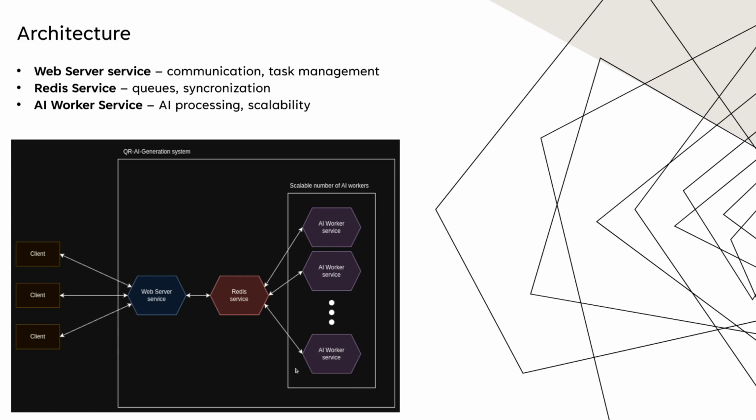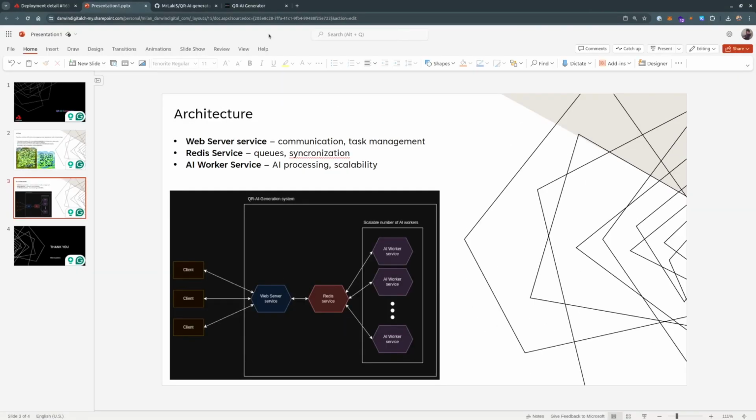So in principle, if you look at the diagram, you can see here clients sending data, I would say tasks, to the web server. The web server then prepares those tasks and puts them into the Redis service queue, which an AI worker takes on its own and processes, then returns to the Redis server, from where the web server can use them and send them to the clients. So in principle, that's the architecture. Now maybe we can go and see how the real demo looks.